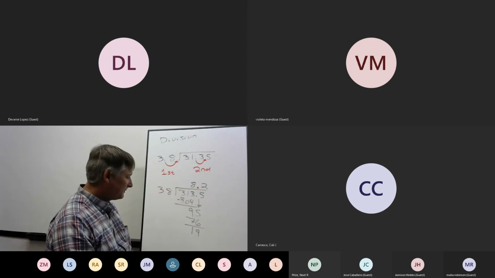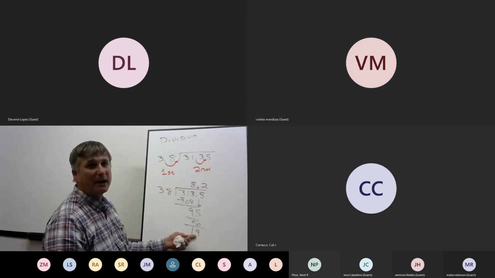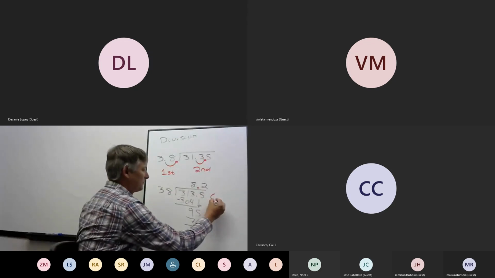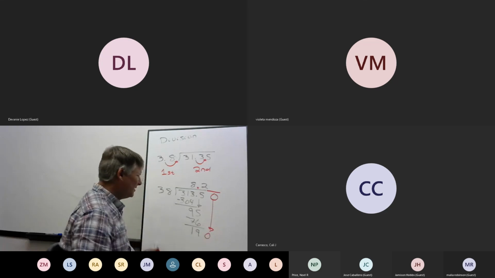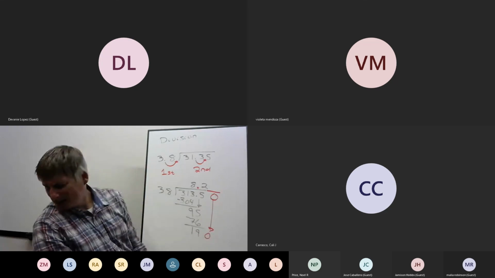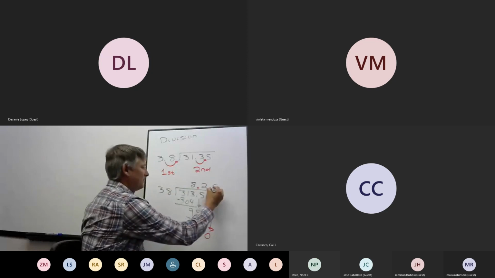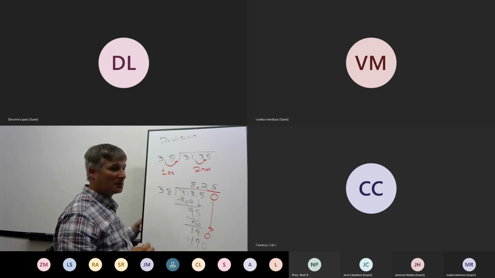Darn it. We're out of digits, but we've got still more to divide. We put in that extra 0. So 38 into 190, that goes in 5 times. 5 times 38 turns out to be 190. And we're going to get 0.